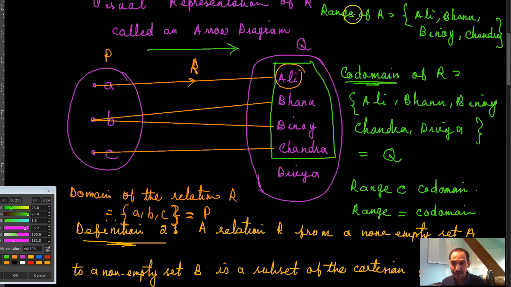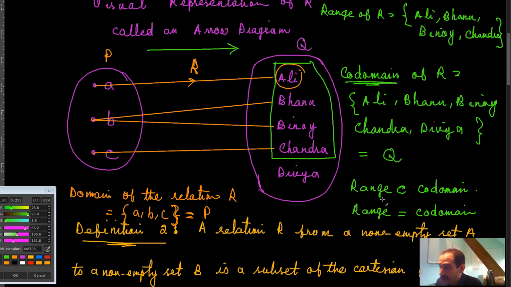And as you can see, the range is a subset of the codomain. And if your relation happens to include all of the elements of the set Q, then of course the range and the codomain are going to be equal sets, right?